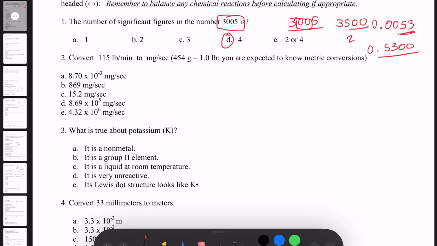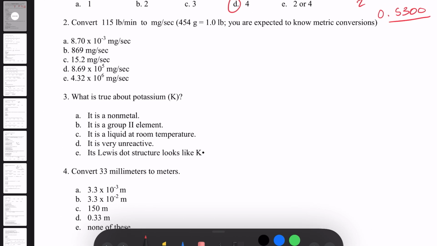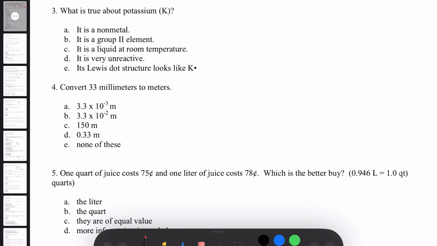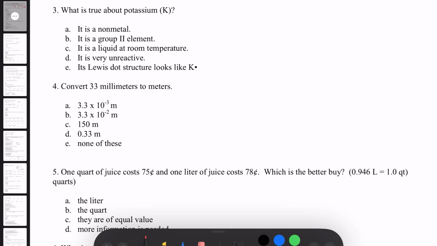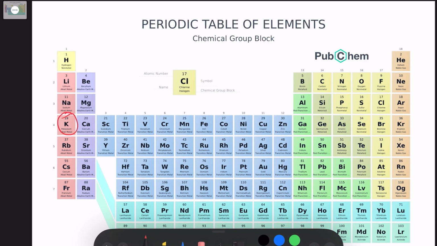So we're going to skip number 2 just because I feel like it's going to be very time consuming, and we're going to go over conversions later on. So what is true about potassium? If we look at potassium, let's go back to our periodic table. We can see that potassium is going to be right here.